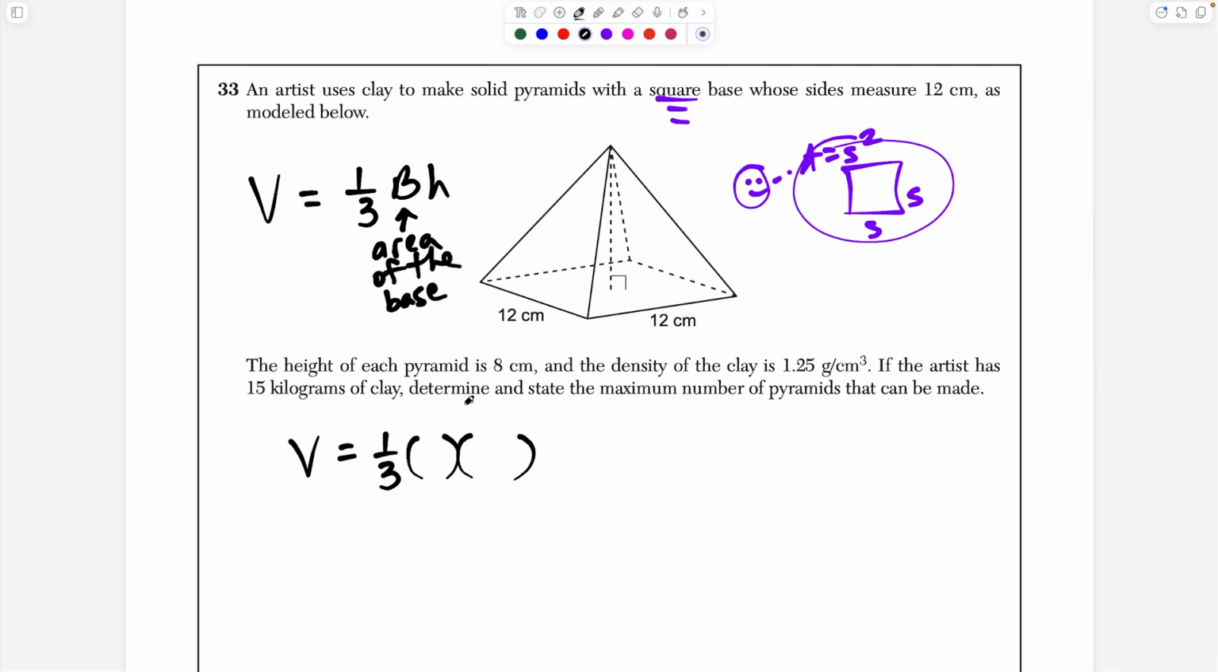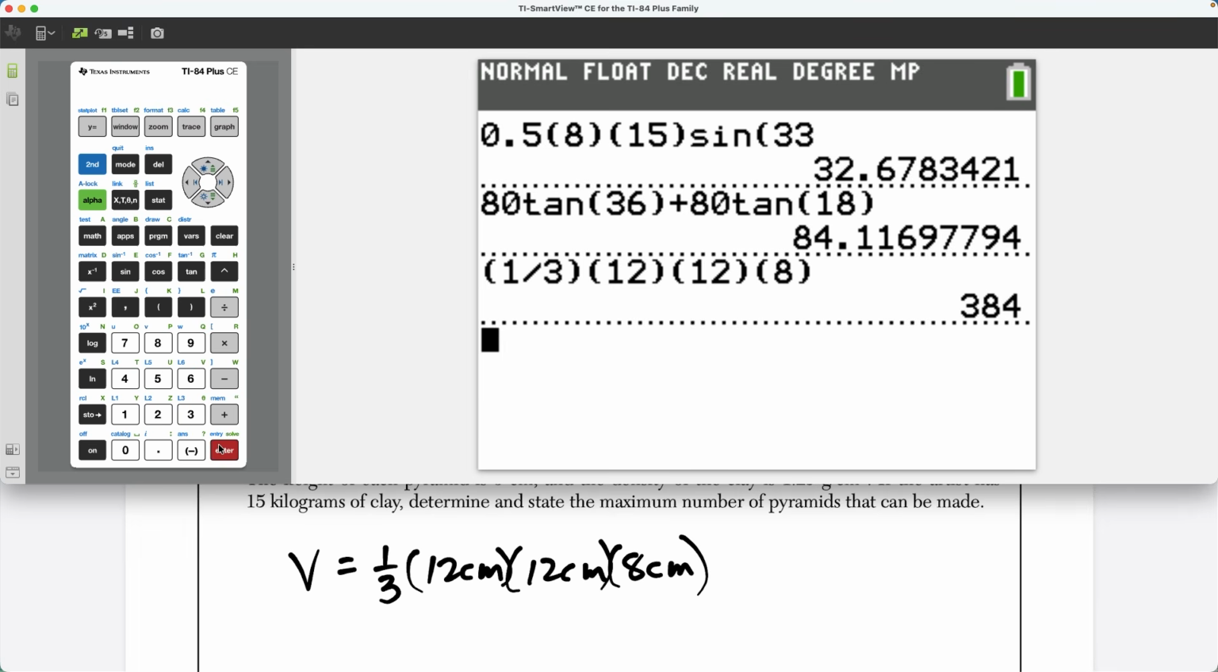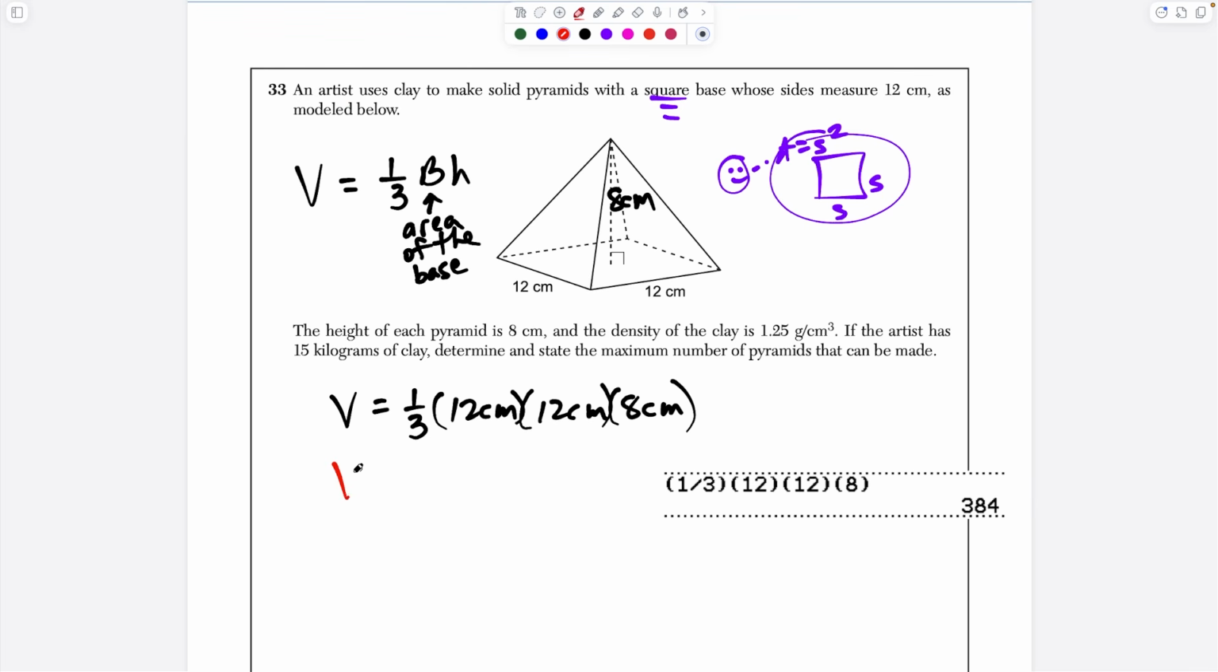Let me just make this a little neater. I'm doing 12 centimeters times 12 centimeters. And then for the height, they told us the height of the pyramid is 8 centimeters. So that would be this space here going down. So I'm just going to write over here, the height is 8 centimeters, and we still have to multiply by the height, 8 centimeters. So now we work this out. We have 1/3 times 12 times 12, and then times 8. And this gives us the volume of the pyramid in cubic centimeters. So now we could say the volume is equal to 384 cubic centimeters.